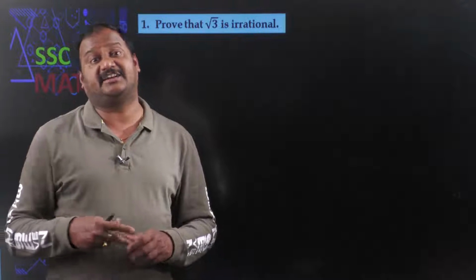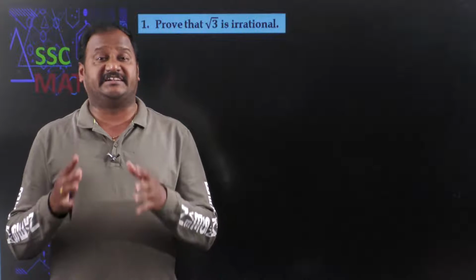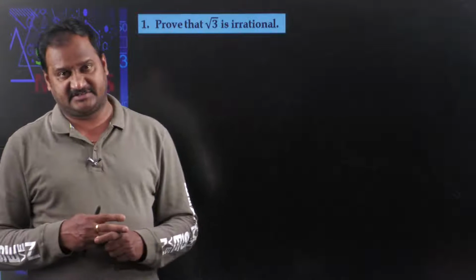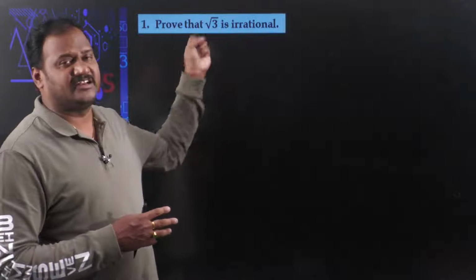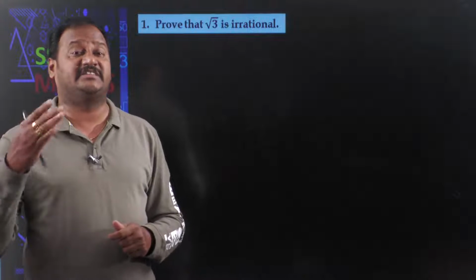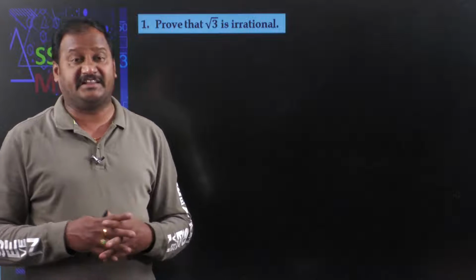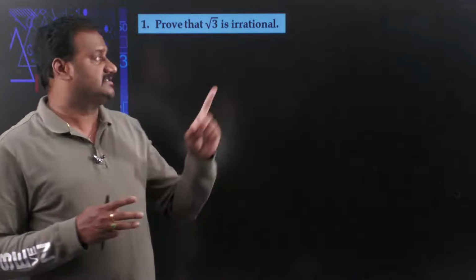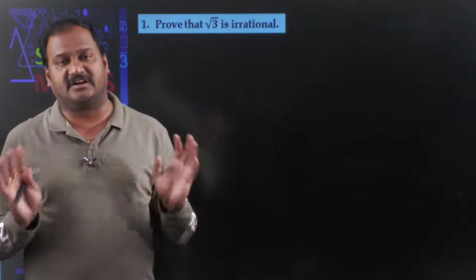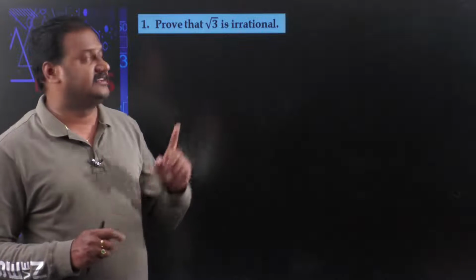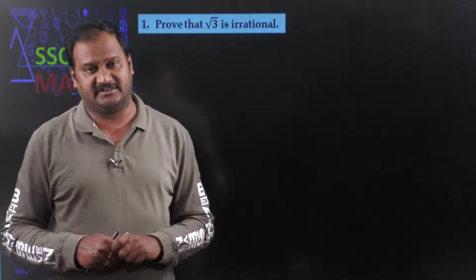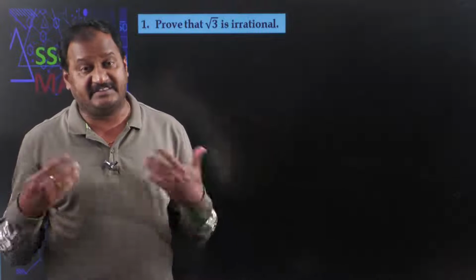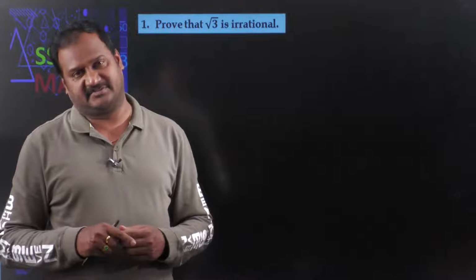But what is the indirect method of proof? This method can be used to prove this kind of statement, because here there is no particular way of proving it directly. Then we go with the indirect method of proof. What is that? Let us assume that our statement is wrong. What is the statement here? Root 3 is an irrational number. So let us assume that root 3 is not irrational. If it is not irrational, then it is a rational number.